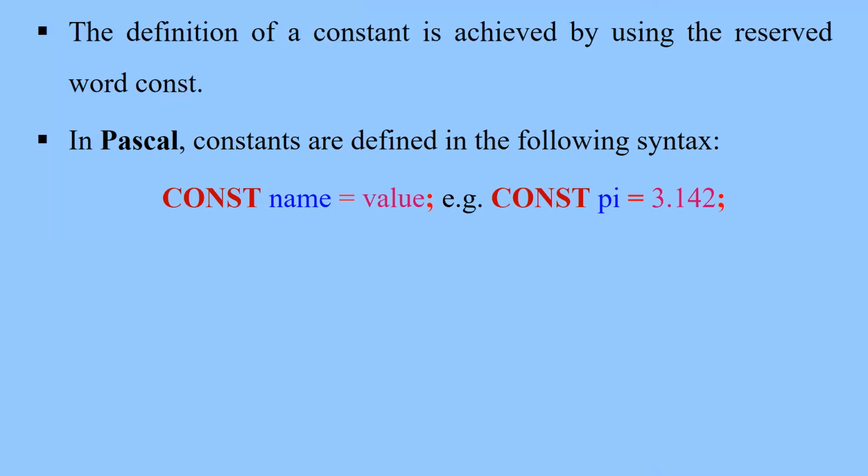Const pi equals 3.142 semicolon means we are declaring a memory location called pi. We are requesting the compiler to set a memory location called pi that will hold a value which will not be changing. And what value? So next step, we assign that memory location called pi a value, which is 3.142.